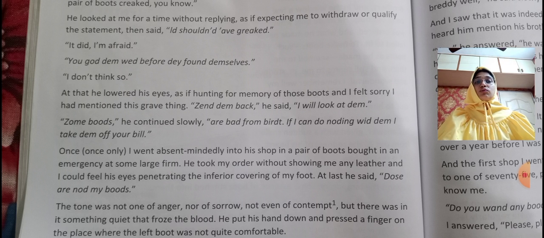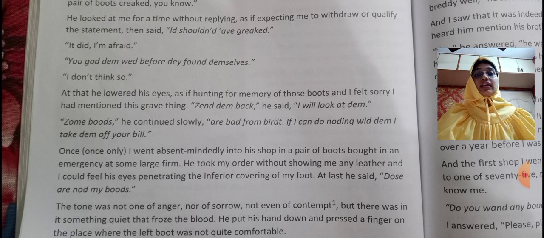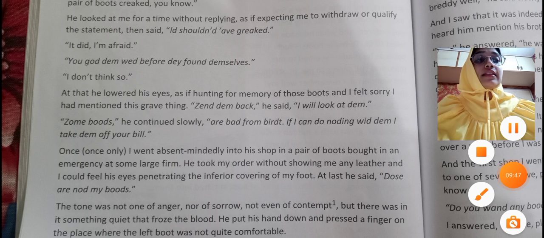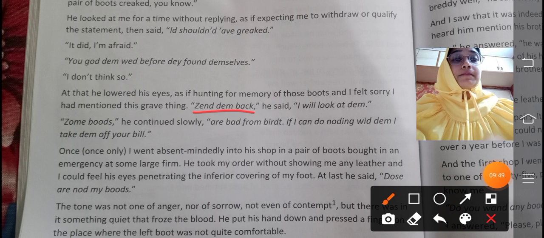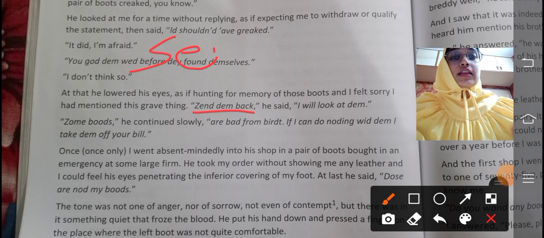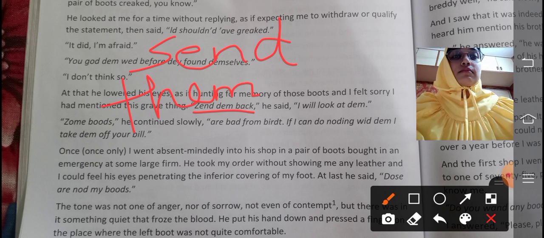I don't think so. And he lowered his eyes as if hunting for memory of those boots, and I felt sorry I had mentioned this grave thing. Send them back. Send them back means send them back. Okay? This means send them back.